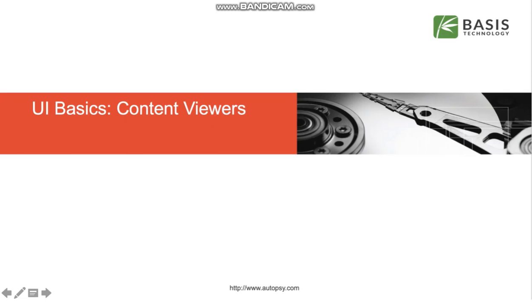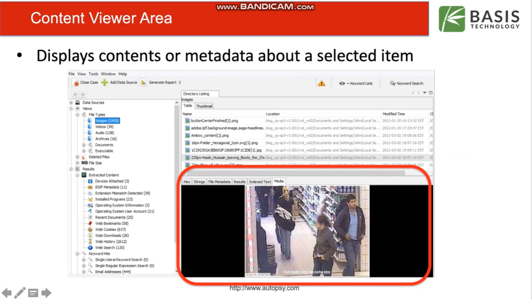Once you select an item from the table or the thumbnail view, you can view it in the lower right-hand corner. This is what we call the content viewer, and there's a variety of ways to view an individual file or item that you selected. Let's go through some of them.